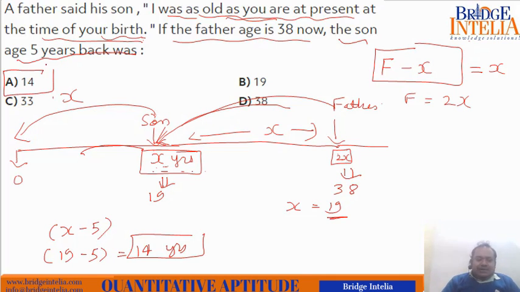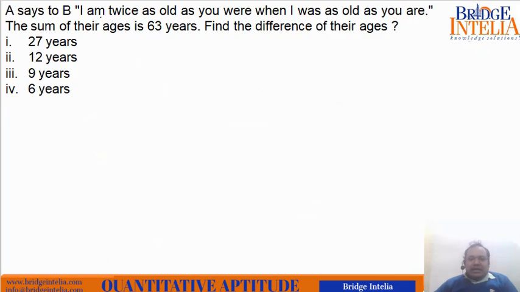Shifting back. Let's take another example. A says to B, I am twice as old as you were. So two people. Now let's see the easiest way in which you can solve such questions. A says to B, so two persons A and B, and A is the elder one because he's saying I am twice as old as when you were. So A is more aged than B. This is B, this is A. A says to B, I am twice as old as you were when I was as old as you are.